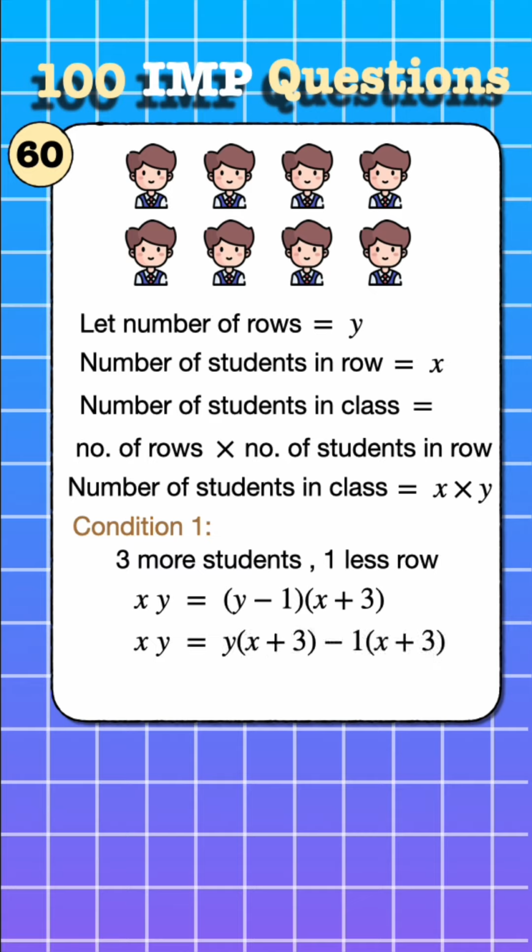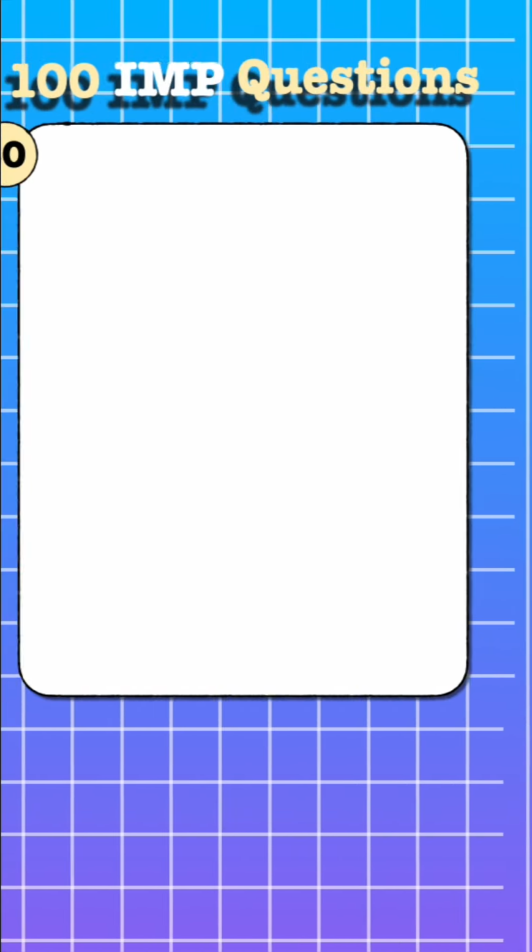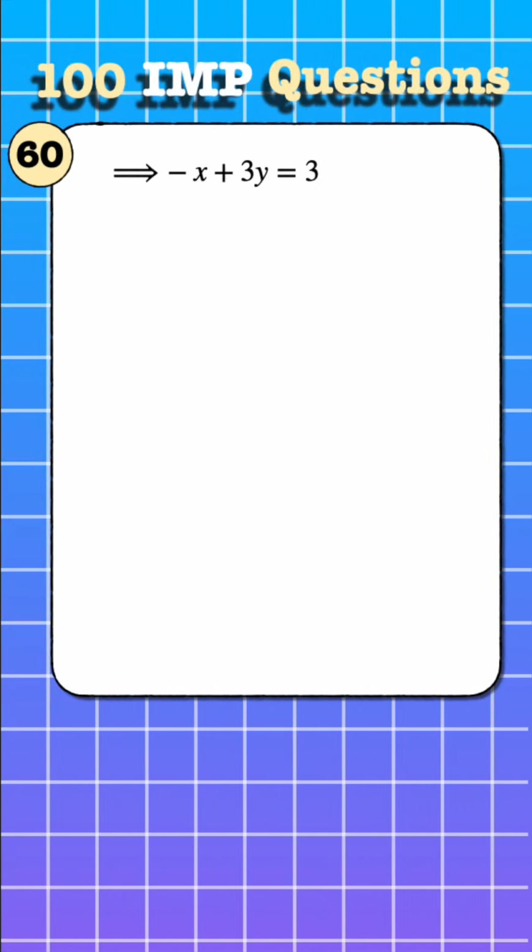Now you can solve it. So xy is equal to, open the bracket, y into (x plus 3) minus 1 into (x plus 3). So xy plus 3y minus x minus 3. So xy will get cancelled on both the sides and we will get a linear equation, minus x plus 3y equal to 3, and that's equation number 1.